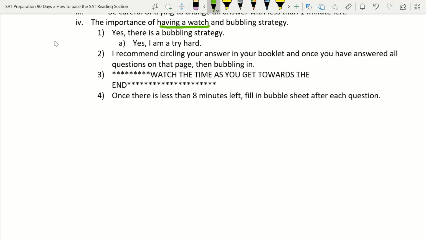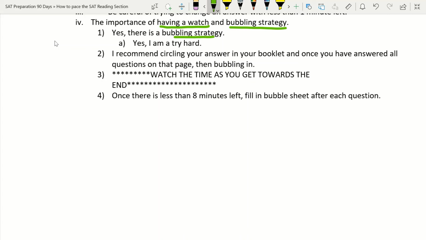So that's just one thing, and the reason that you do that is because of the bubbling strategy. It also has to do with pacing because obviously you can see how much time is going, but make sure you have a watch on test day is really the big thing there. Just do it because it's super helpful for pacing. You need to know it because there's not guaranteed to be a clock in your room. So if you're going to pace, you need to have a watch, obviously. But now let's talk about bubbling strategy.